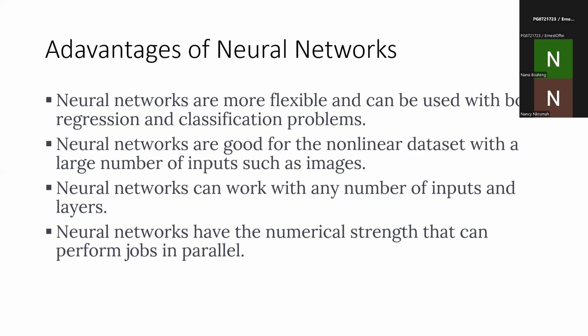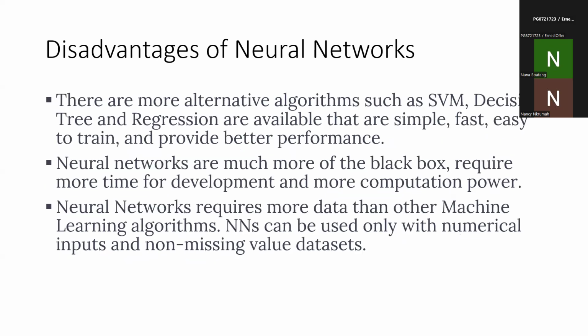Okay. And one of the strengths of neural networks is that it does very well when you have a huge data set. If you have a small data set, it doesn't really do well. So sometimes you could have alternative algorithms like the SVM, decision tree, or regression, which are simple, fast, and easy to train.